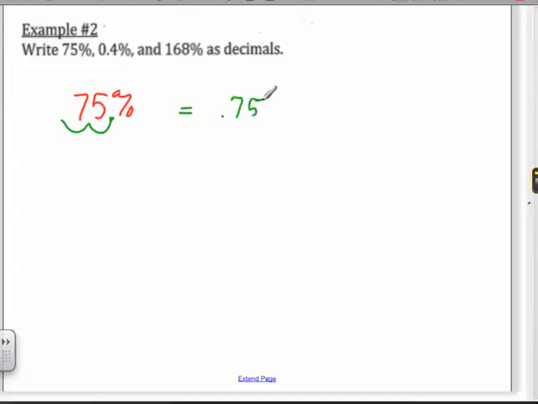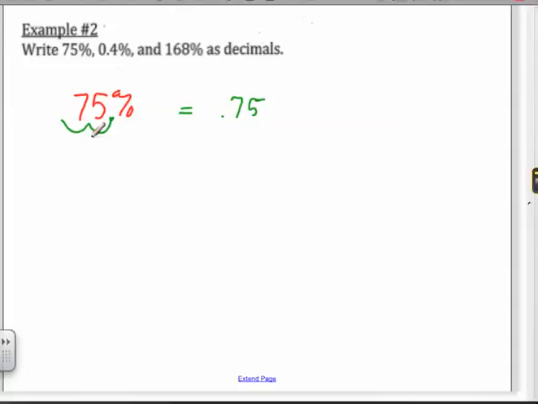Okay? Now, Julian, can you read that decimal to me? What does 0.75 sound like? 75 hundredths. Do you agree that 0.75 is 75 hundredths? Okay. Taggart, do you agree that 75% is 75 hundredths? Yes. Exactly. So they are the same. This is the percent representation, and that's the decimal representation. Okay? Good. Let's look at the next one.